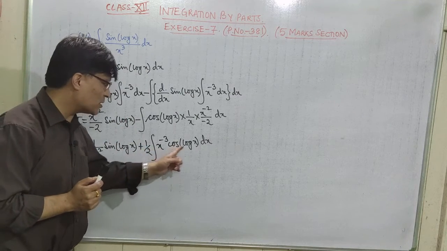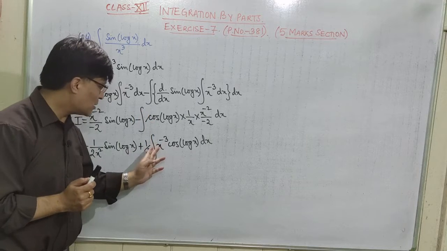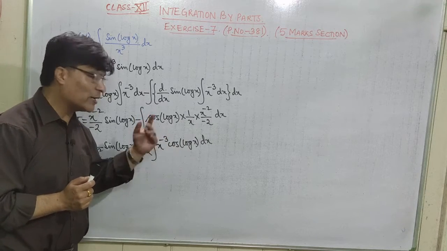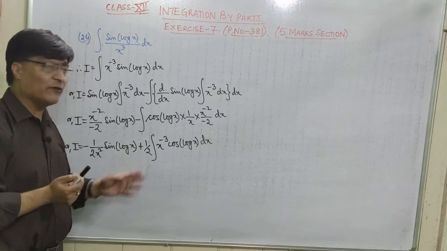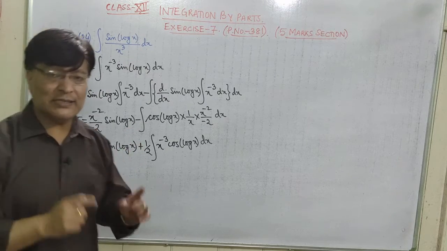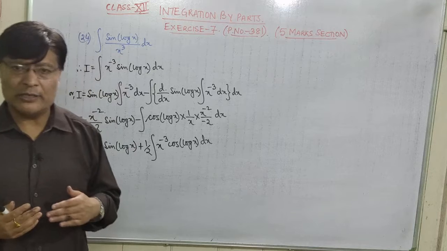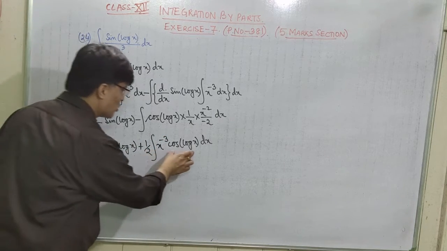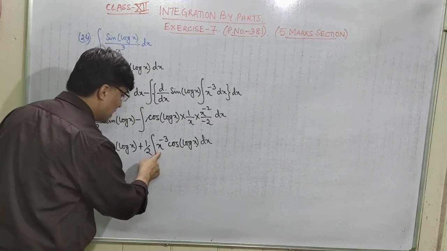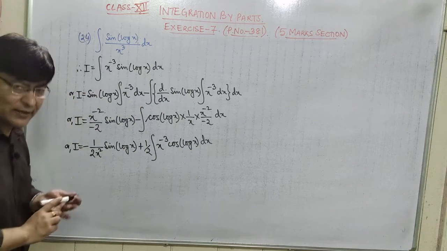Again, you have to use integration by parts in this case. x to the power minus 3 is the algebraic function, cos of log x is the second function, but according to the word LIATE, this algebraic function will be the first function. But in this case, I already told you that this is an exceptional problem. In this case also, cos of log x is taken as the first function and x to the power minus 3 is taken as the second function.